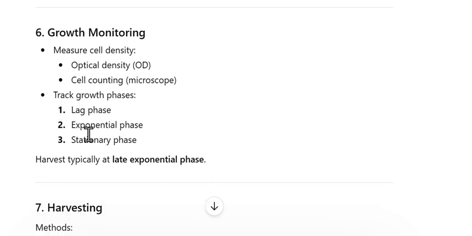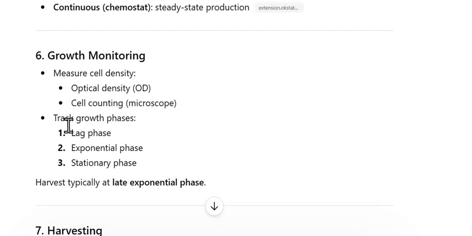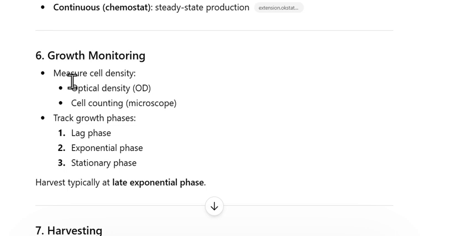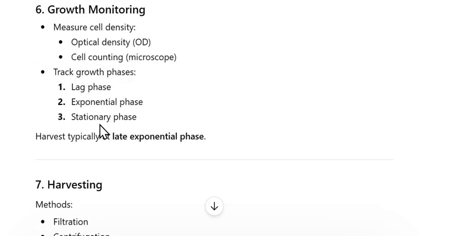And for growth monitoring, I already mentioned we have to monitor cell counting through the microscope, or we can analyze cells through spectrophotometry. And also we have to check the optical density for the cell density. Pigment monitoring can also be done with that optical density.